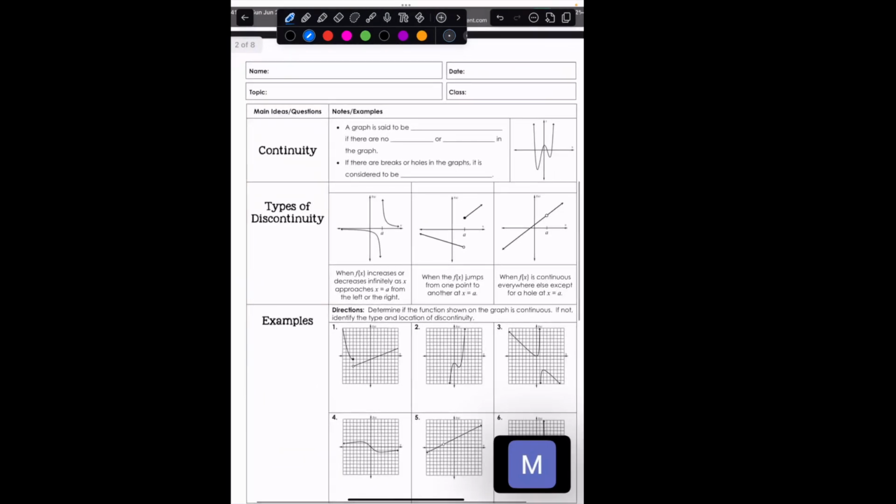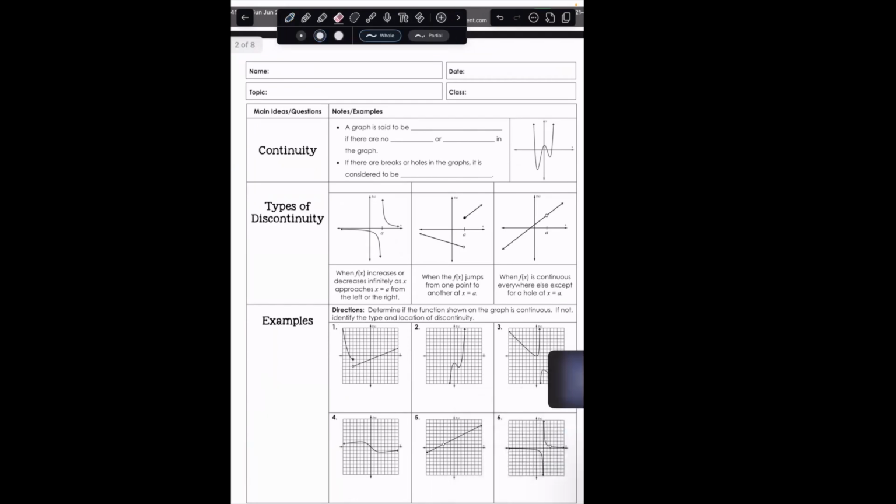We hit on a lot in calculus, especially in that first unit 1. But some of this is stuff that you've learned in advanced algebra, algebra 2, so earlier in your math career. So continuity basically is where the graph is continuous. So a graph is said to be continuous if there are no poles or asymptotes in the graph. If there are breaks or holes in the graph, it is considered to be discontinuous.